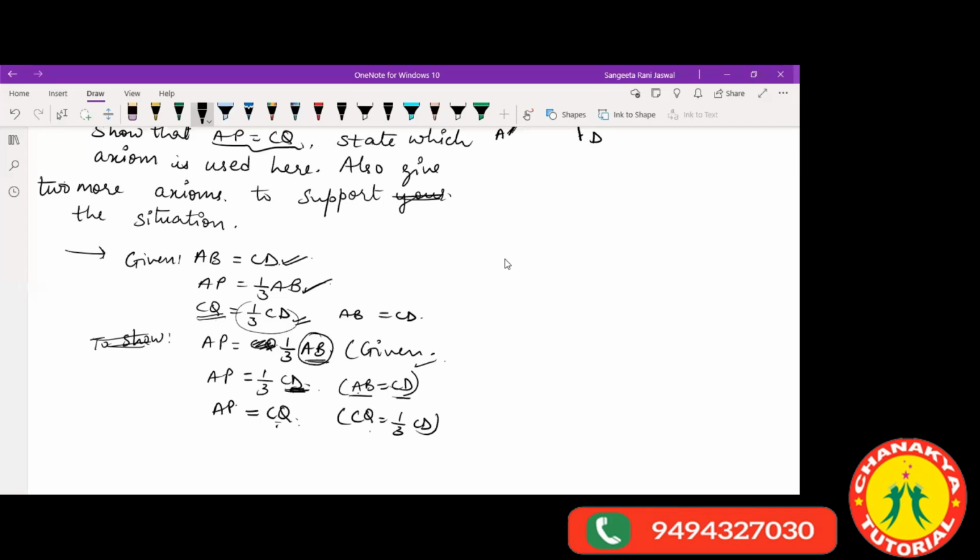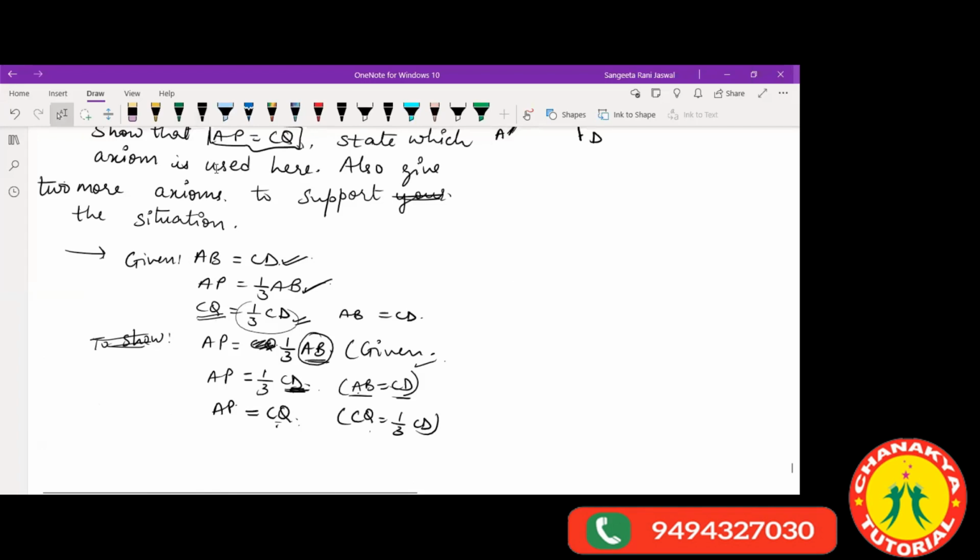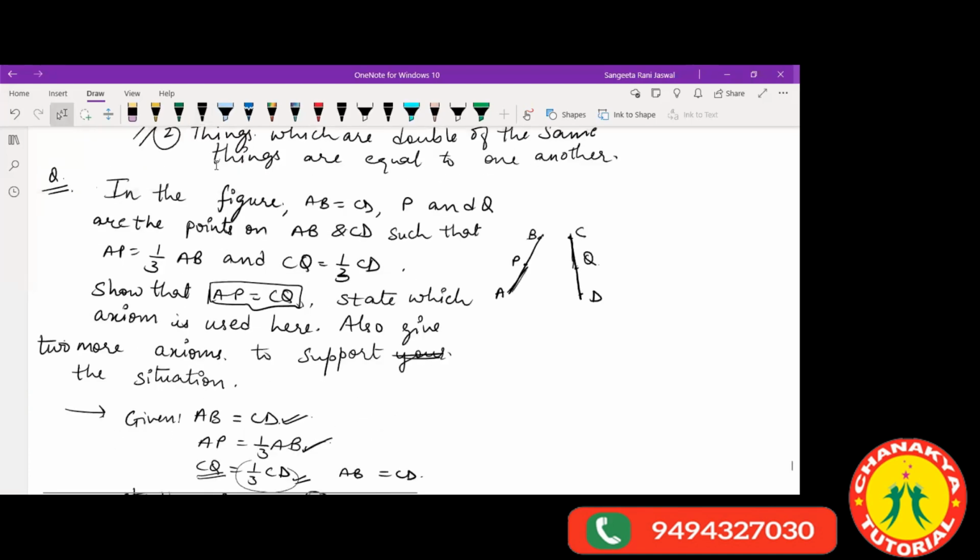This thing, AP is equal to CQ. We were asked to prove this only, no? So we have shown what we were asked to find out. Now, which axiom follows here? See, AB and CD, the two lines were equal, so equal parts of equal wholes. Yes?